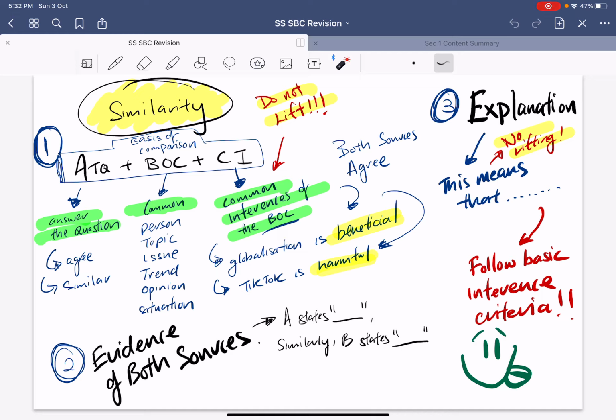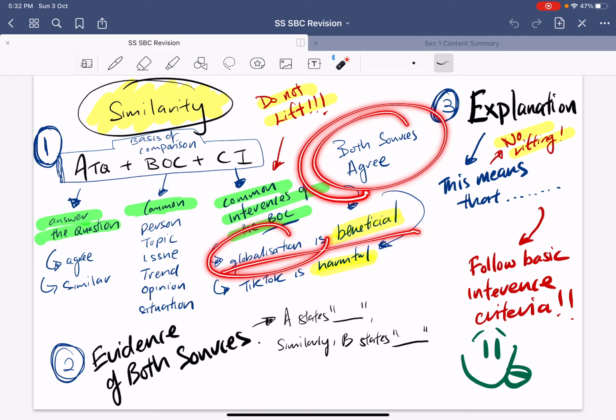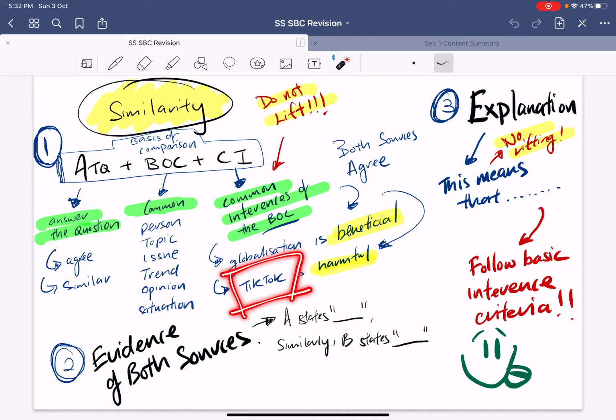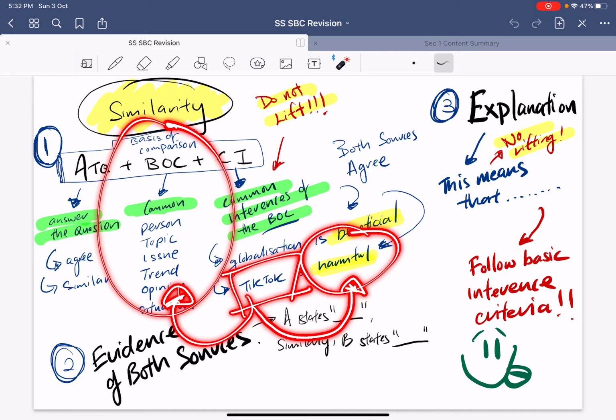All right, you have to write something like this: both sources agree globalization is beneficial. In this case, globalization here is your common topic, your BOC. Beneficial is your common inference, because both agree that it is beneficial. Another example would be TikTok. Let's say the common topic you have found in both sources A and B is TikTok. Both are talking about TikTok, and both are saying the same thing about TikTok. That is the common inference, that TikTok is actually a harmful application for youths to use. So my inference is harmful. My common BOC is TikTok. And finally, I'm answering the question by writing agree.